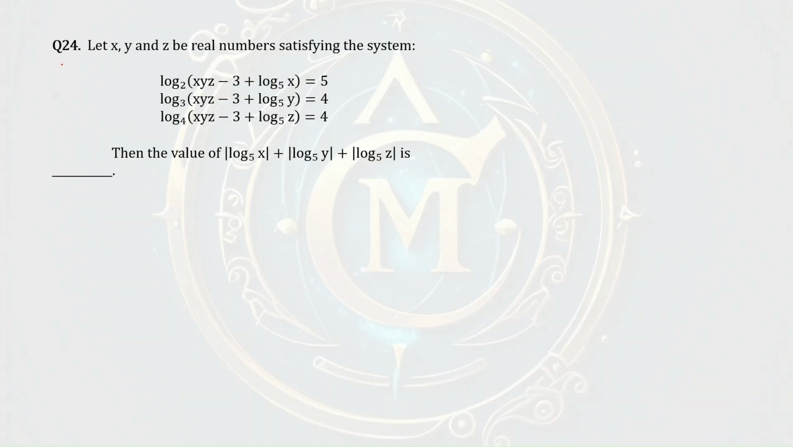Here it is question number 24, the second last question of this paper. Let x, y, z be real numbers satisfying the system given here. Then the value of this expression is asked. So first we need to check the domain of this expression.